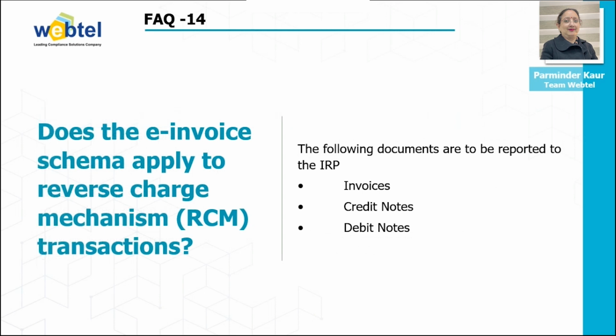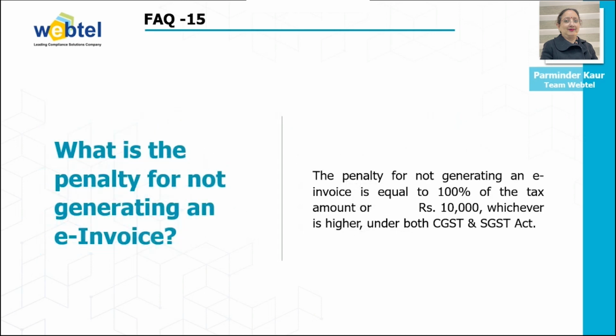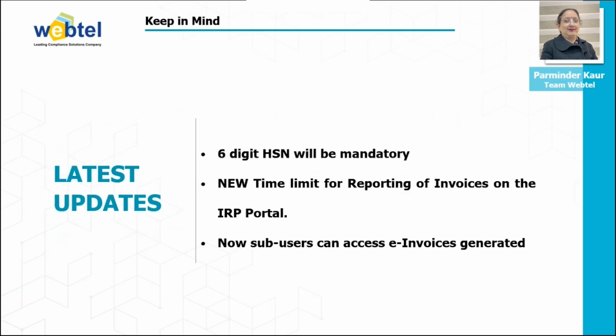What are the types of documents that are required to be reported to the IRP? Invoices, credit notes and debit notes. All three documents are required to be reported to the IRP. What is the penalty for not generating the e-invoice? If an e-invoice is not generated, then the penalty is equal to 100% of the tax amount or 10,000, whichever is higher, under both the CGST and SGST Acts.